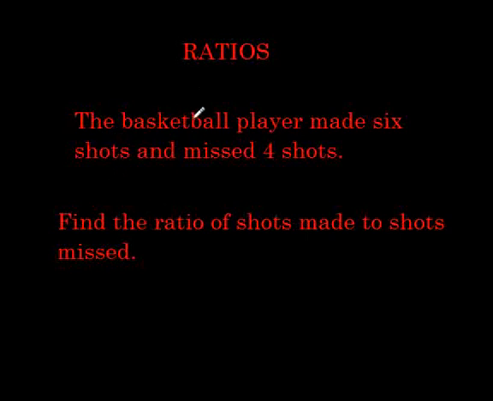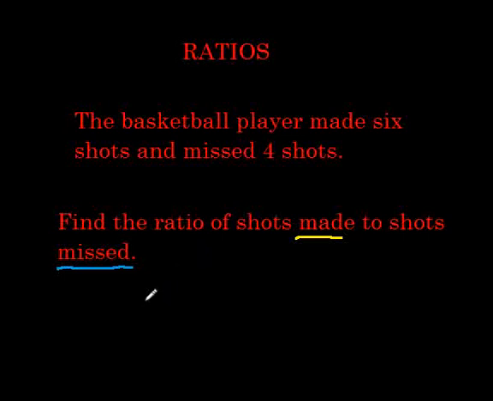It says, the basketball player made 6 shots and missed 4 shots. Find the ratio of shots made, so let's go ahead and underline that, shots made to shots missed. Now, the reason why I know this is a ratio is because it tells us shots made to shots missed. They're comparing two things. So whenever we're comparing two things, we can write that as a ratio or a fraction.